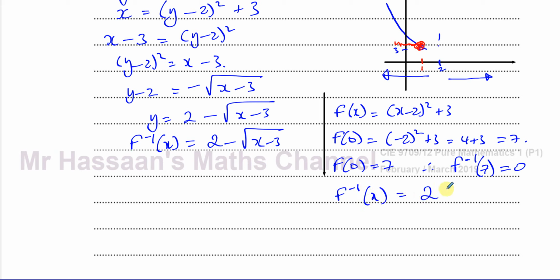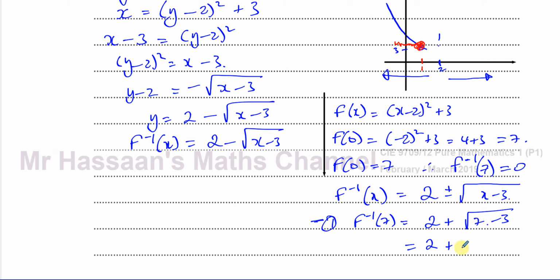And we weren't sure, so we have 2 plus or minus the square root of x minus 3. Let's try first putting 7 into the inverse function. If we took 2 plus the square root of x minus 3, what's it going to give us? Instead of x, we're going to have 7. So you have 2 plus the square root of 7 minus 3, which is the square root of 4, which is 2. 2 plus 2 is equal to 4. So we can see that f⁻¹(7) does not equal 0. So therefore, it can't be this.